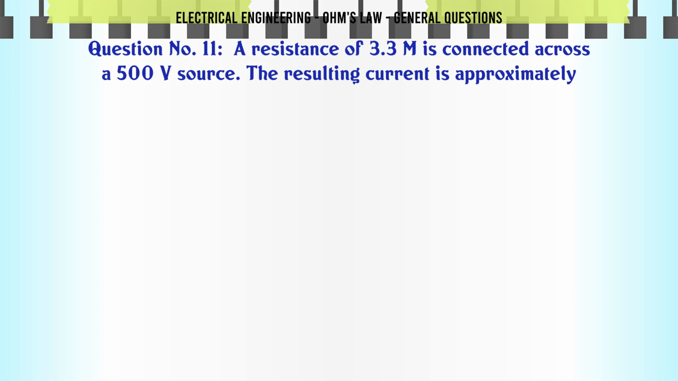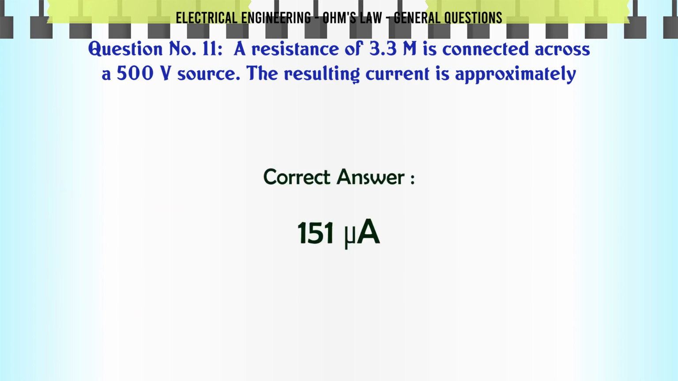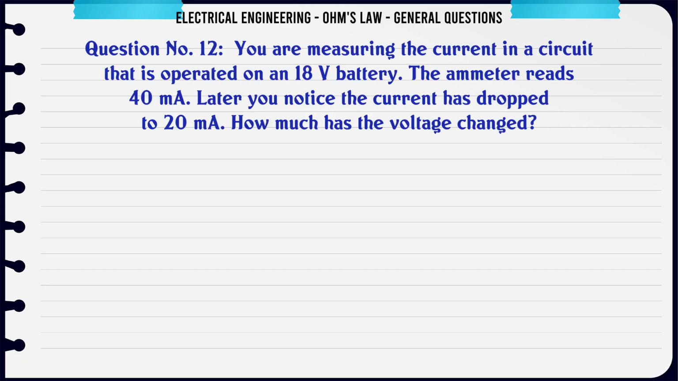A resistance of 3.3 M is connected across a 500 V source. The resulting current is approximately A) 15.1 A, B) 151 A, C) 66 mA, D) 660 mA. The correct answer is 151 A.